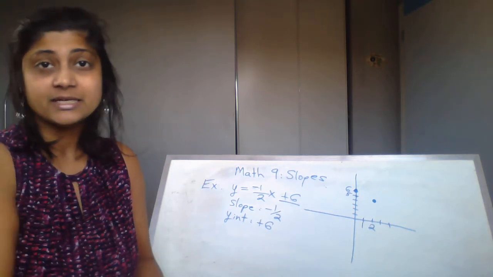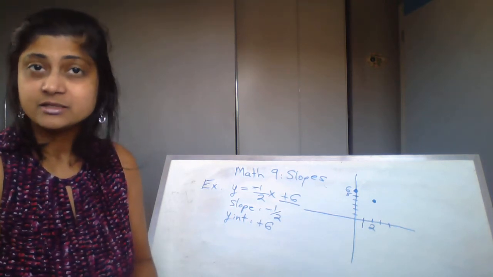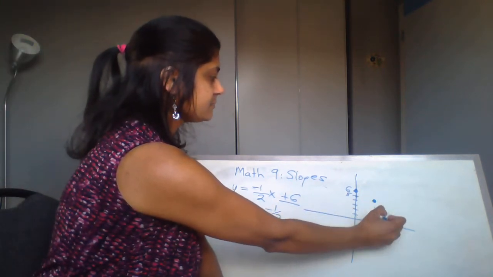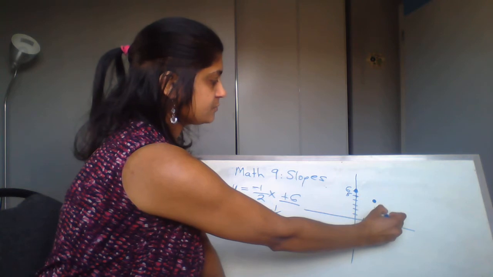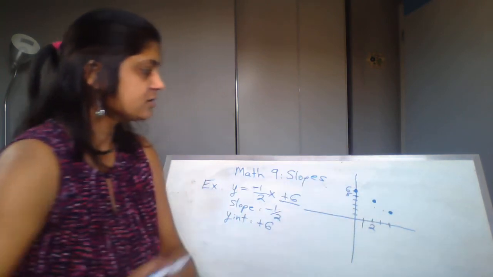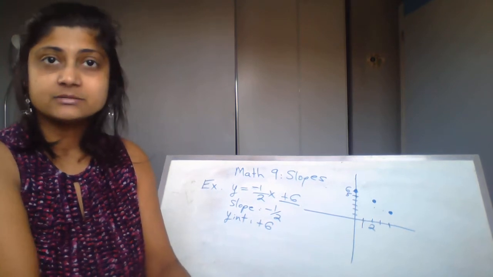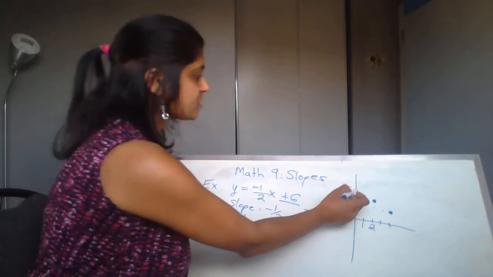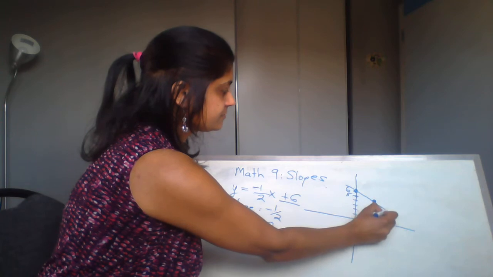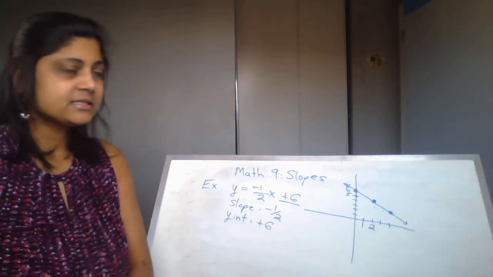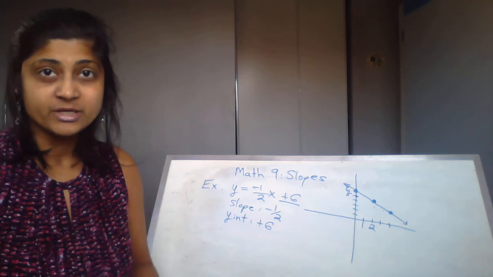If I want another point on the same line, you just follow the same pattern. The rise is negative 1 and the run is 2. It's going to look like this. You notice that all of the points are forming a linear pattern here, so I can just join all these dots together. Again, use a ruler here. This line should be going through all of the points as well.